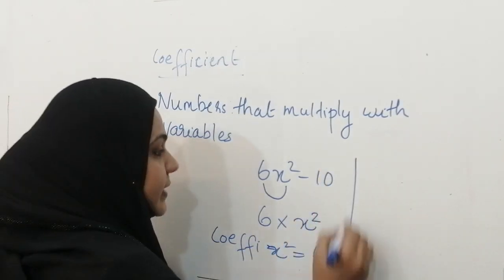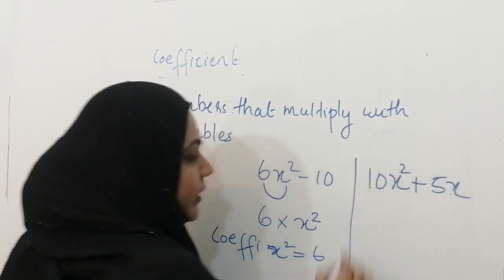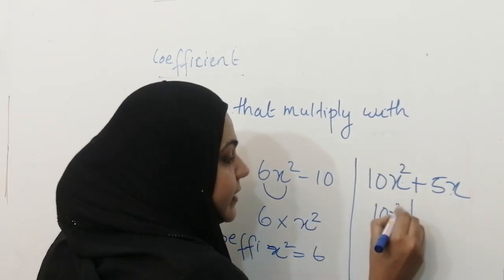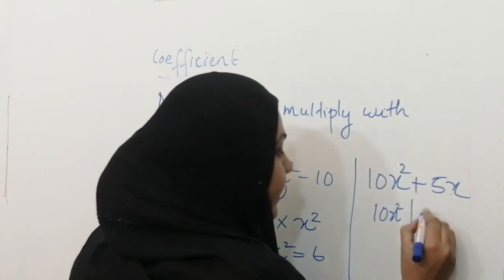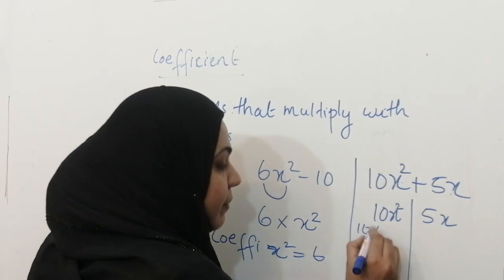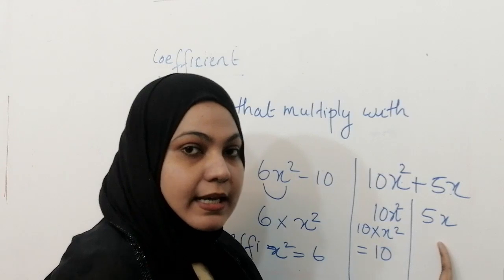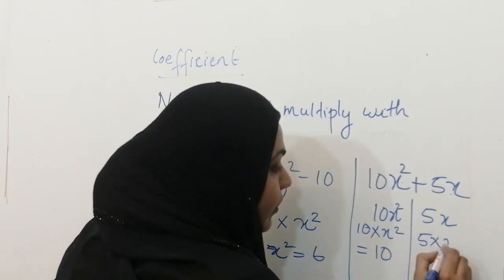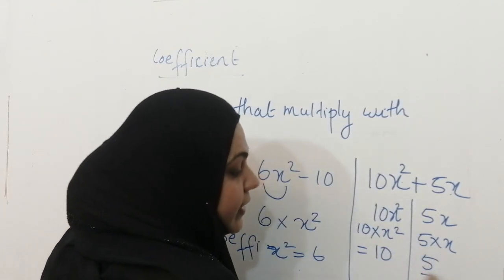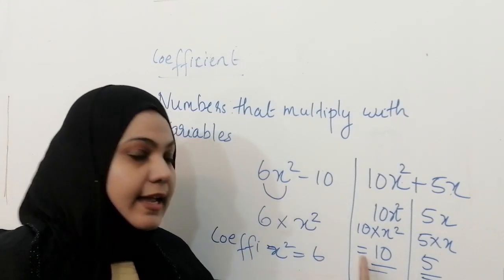Correspondingly, we can try one more example. How many terms are here? First term is 10x square and the second term is 5x. What is the coefficient of the first term? 10 multiplied by x square. So the coefficient here is 10. And in the second term, what is the coefficient? 5 into x. The number multiplied with the variable is called coefficient. So 5 is the coefficient. In this question, there are two coefficients, that is 10 and 5.